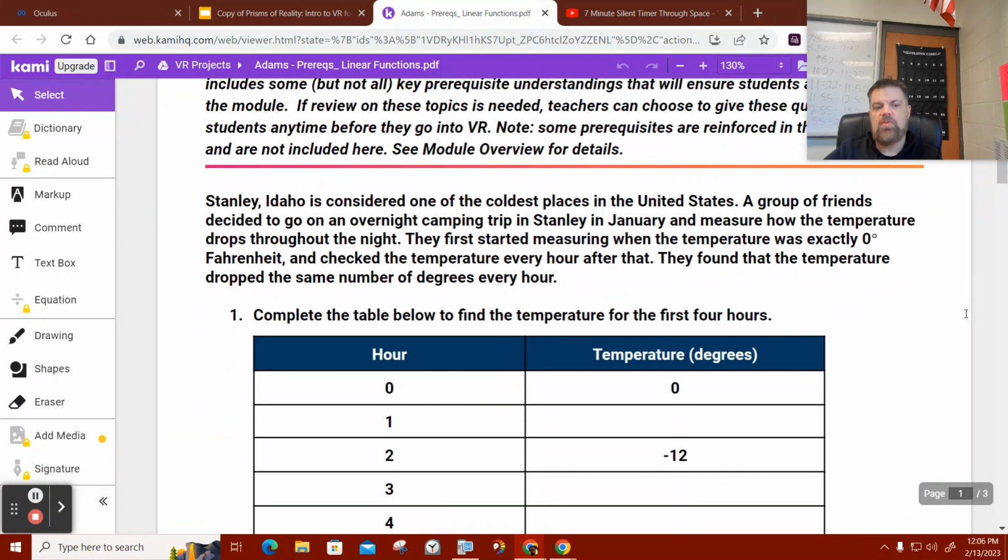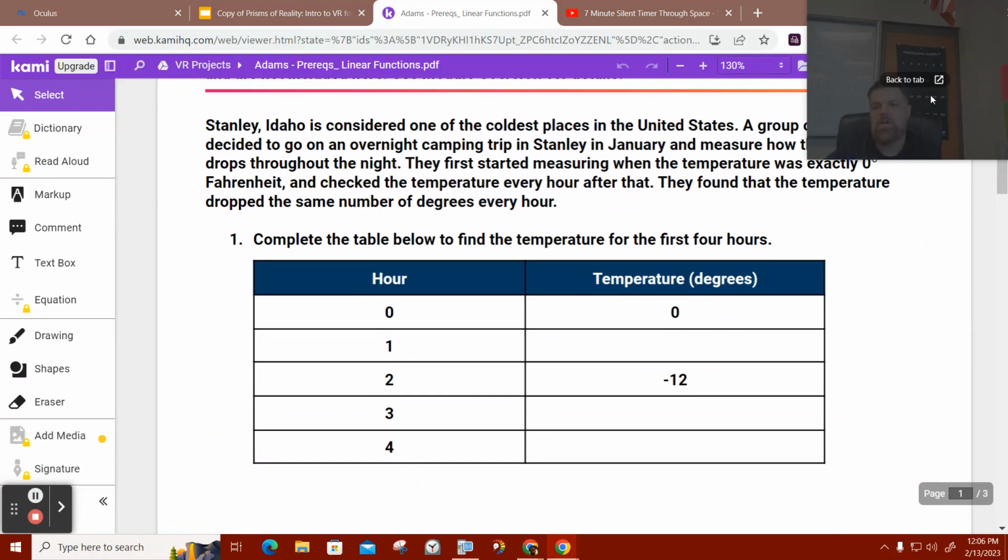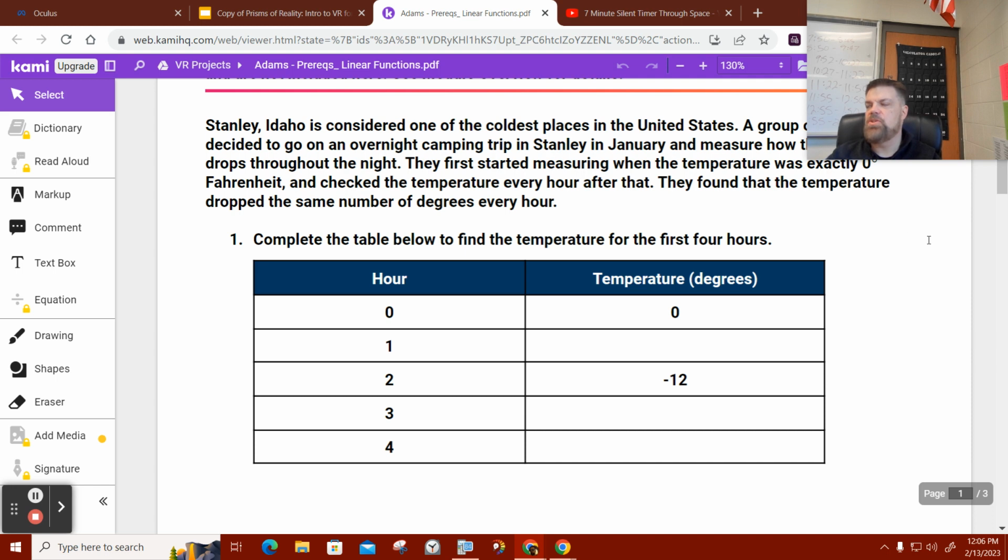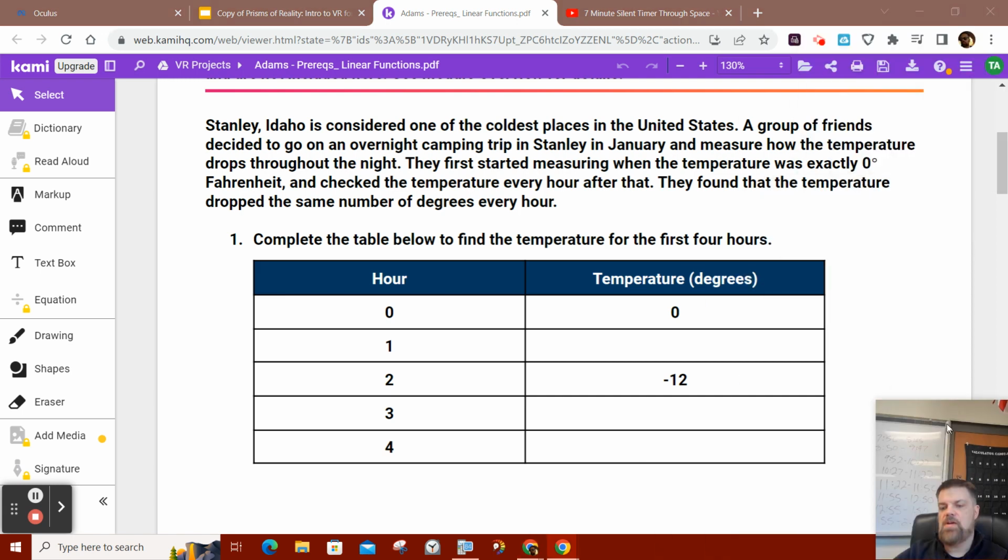All right, so before we do the VR thing, I want to go over a little bit of math because we're going to do this really cool project on glaciers and stuff, but there's math involved. So let's read. You guys settle down.